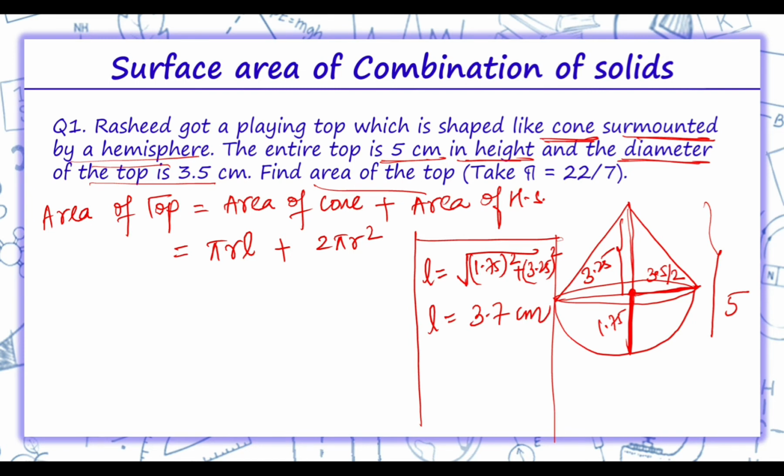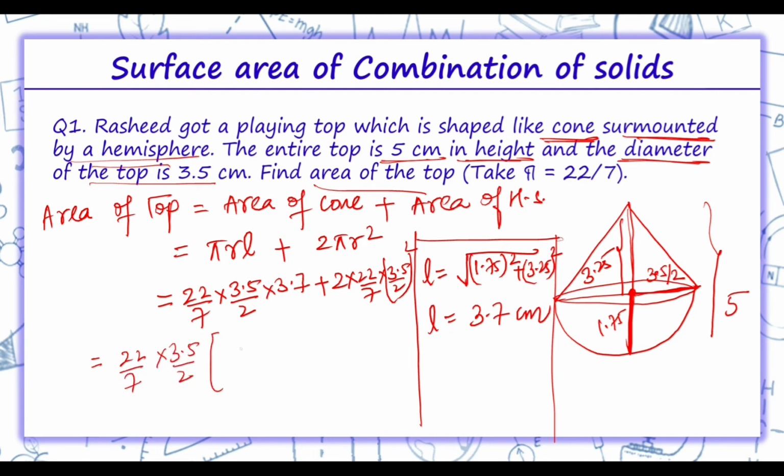Now substituting all the values over here, we'll get pi is 22 by 7, r is 3.5 by 2, l is 3.7. Similarly over here, 2 into 22 by 7, r is 3.5 by 2 square. For making our calculations easy, we'll take common. So common we'll take over here is 22 by 7 into 3.5 by 2. So here we are left with 3.7 plus here we are only left with 3.5.